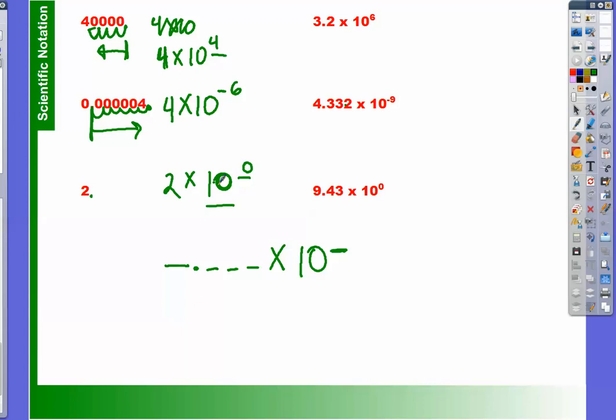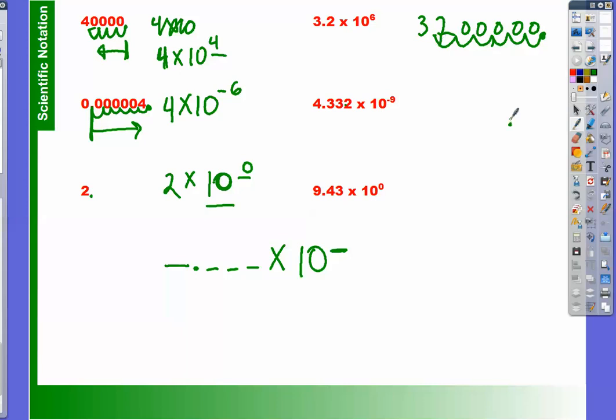To go from scientific notation to standard notation, you just work backwards. So you go 3.2, and if it's times 10 to the 6, we're going to move the decimal place 6 spaces to make the number larger: 1, 2, 3, 4, 5, 6. And then we fill in the zeros. So we get 3,200,000.